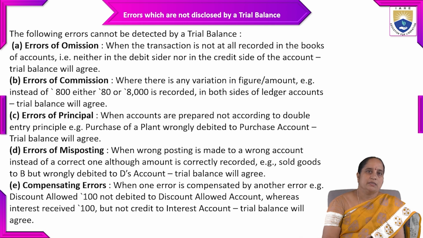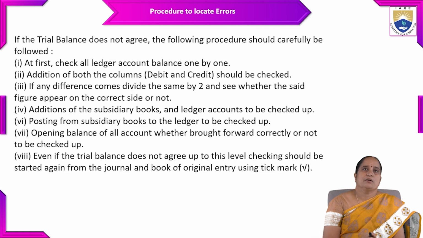Then compensating errors, when one error is compensated by another error. For example, discount allowed 100 not debited to discount allowed account, whereas interest received 100 is not credited to interest account. So then also the trial balance will agree. So these are some of the errors, even though they are errors, that are not rectified or identified by the trial balance.